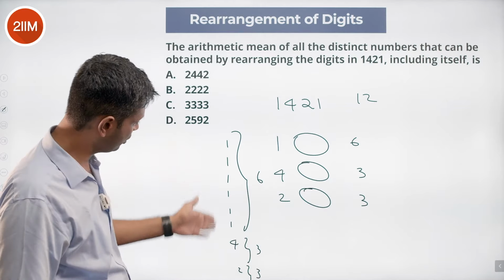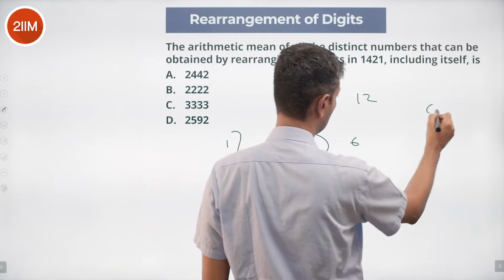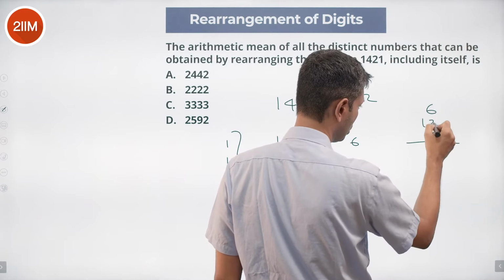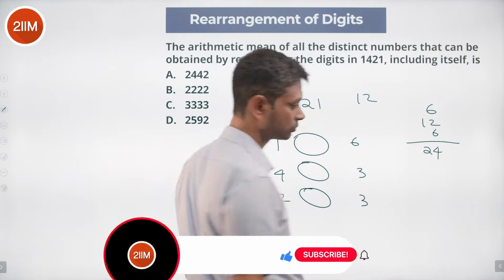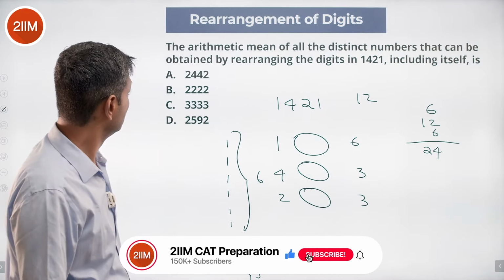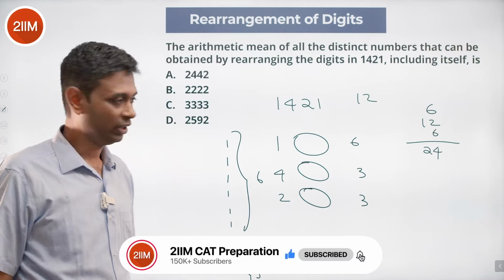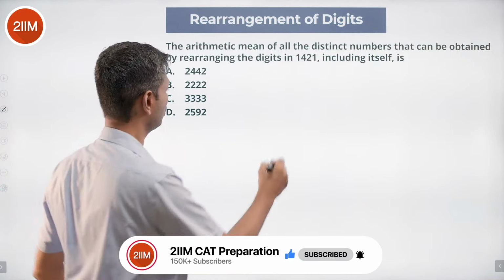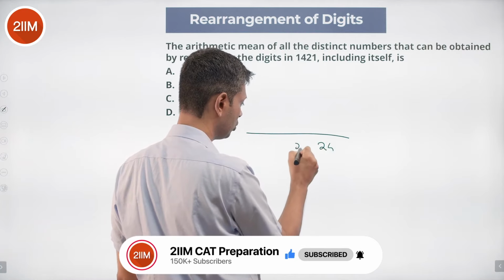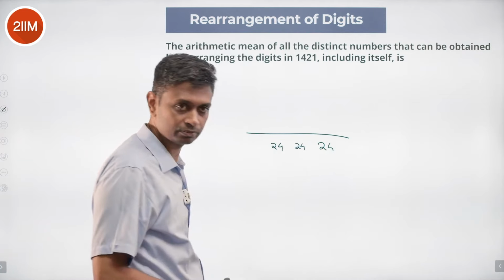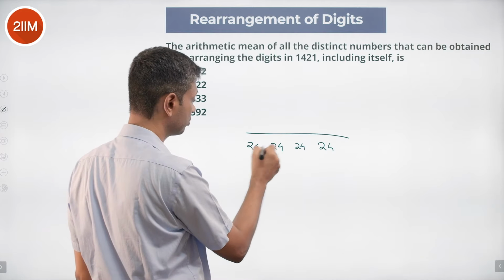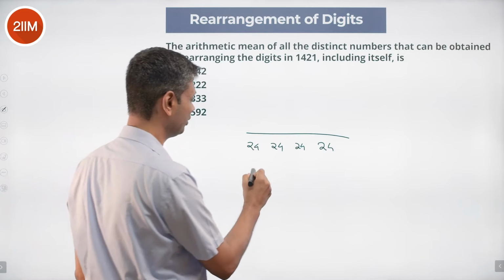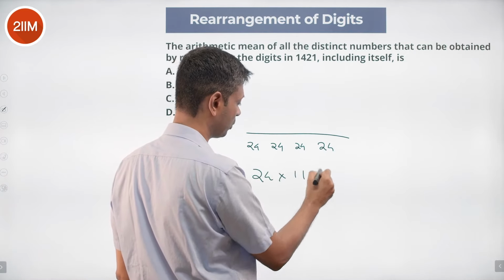So sum of all unit digits, 6 plus 12 plus 6, which is 24. Nice, brilliant. An arithmetic mean is what we need to find. So sum of all the numbers is 24 in the units place, 24 in the tens place, 24 in the hundreds place, and 24 in the thousands place. So sum of all of this is going to be 24 into 1111.